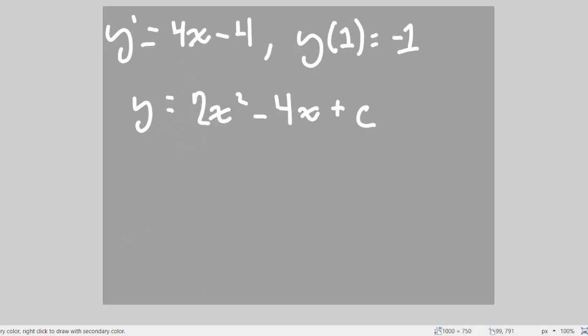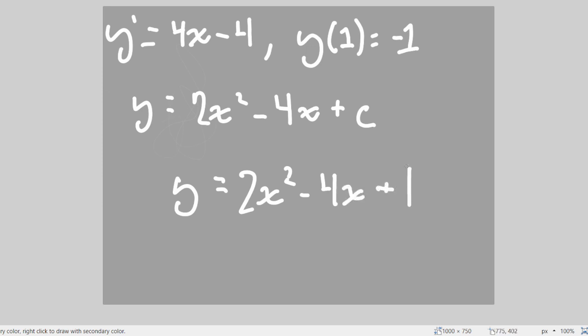Going back to what we're trying to do here, we're trying to find the solution to a differential equation that satisfies the initial condition. The initial condition, of course, being that y of 1 equals negative 1. And now that we have all those components, we've separated the variables, we've done all that, we can finally actually write the equation. So here it is. We just plug in 1 for c. So our final answer is y equals 2x squared minus 4x plus 1.